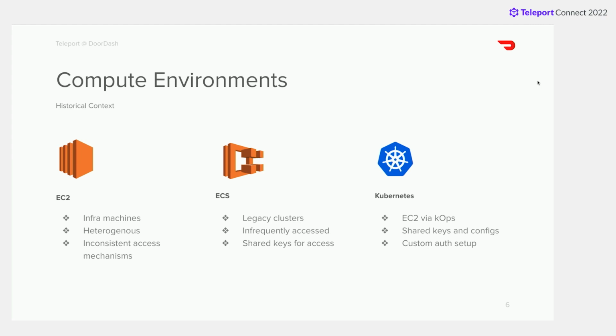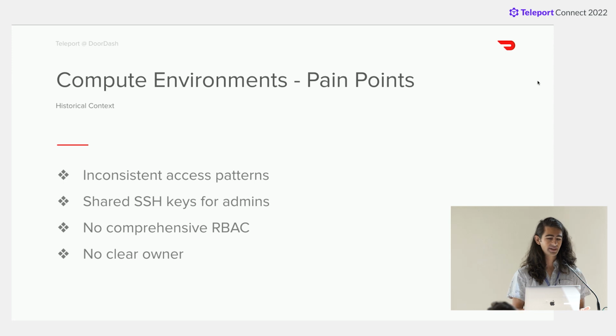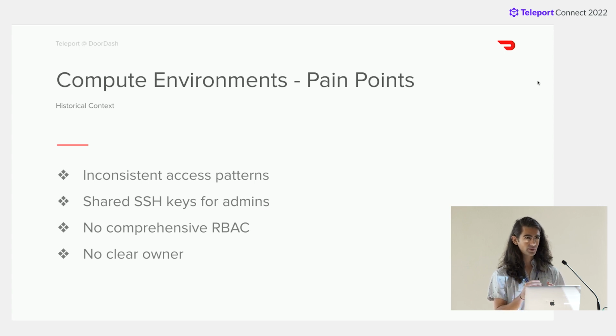Finally, on the Kubernetes side, clusters were managed on EC2 via KOps. Again, we shared keys and configs for admin access and had a custom auth setup. So some of the pain points which I touched on: inconsistent access patterns and shared keys, some not great practices here. No comprehensive RBAC. We really couldn't scope down permissions and really struggled with our large admin groups. And again, no clear ownership. So it was hard to track down owners and really hard to enforce these access rules.